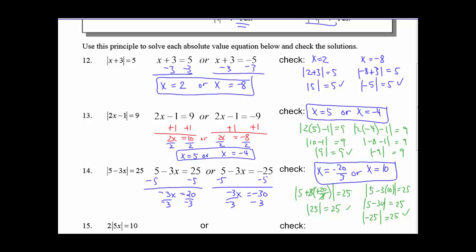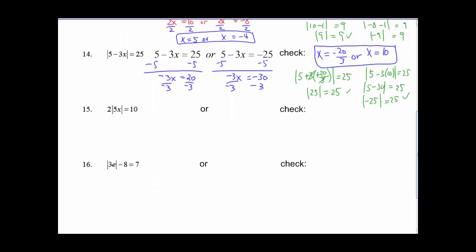Alright, moving on. What happens if we have something on the outside of the absolute value? Well, the absolute value equation says we still have two equations, but we first have to get the absolute value part by itself. So attached to this absolute value of 5x, we have a 2. We are multiplying 2 times the absolute value. So what we need to do is get the 2 over to the other side. In order to undo this 2, we're going to divide both sides by 2 first. By dividing by 2, we're going to get the absolute value of 5x equals 5.